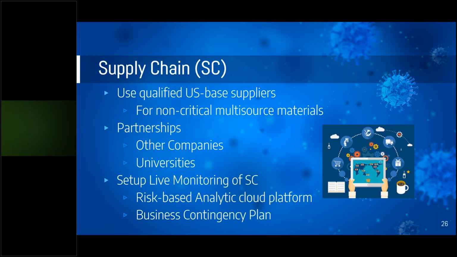Also critical is a partnership that would involve technological companies who already have in place and ready to use supply chain logistics and automation tools. A risk-based analytical cloud platform would provide real-time monitoring of the supply chain and suppliers, a good resource for the company at all times, and an aspect of business contingency plan.